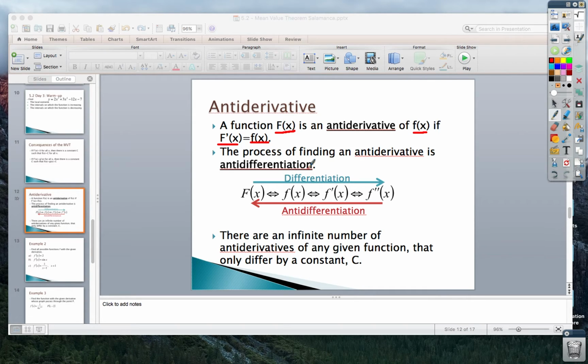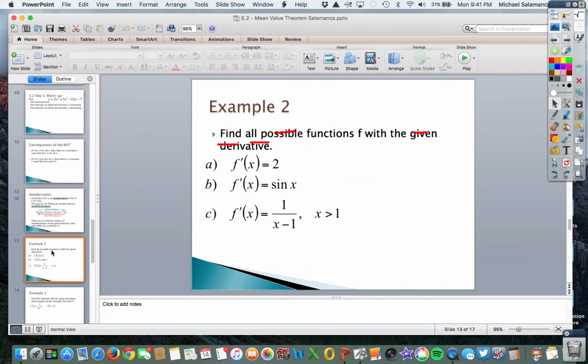Now the process of finding an antiderivative is called antidifferentiation. So all this time we've been spending time differentiating things, finding the derivative. The antiderivative, or doing antidifferentiation, is a process of going backwards. Now there are an infinite number of antiderivatives of any given function that only differ by a constant c. So let's look at a couple examples.